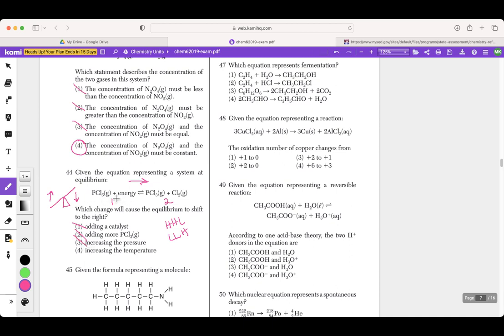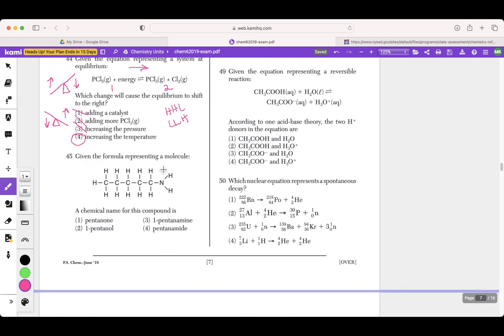If I increase the temperature, I still have my seesaw. Now the left side is automatically higher, so the left side needs to go down and speed up the reaction towards the right, so it's going to be choice 4.